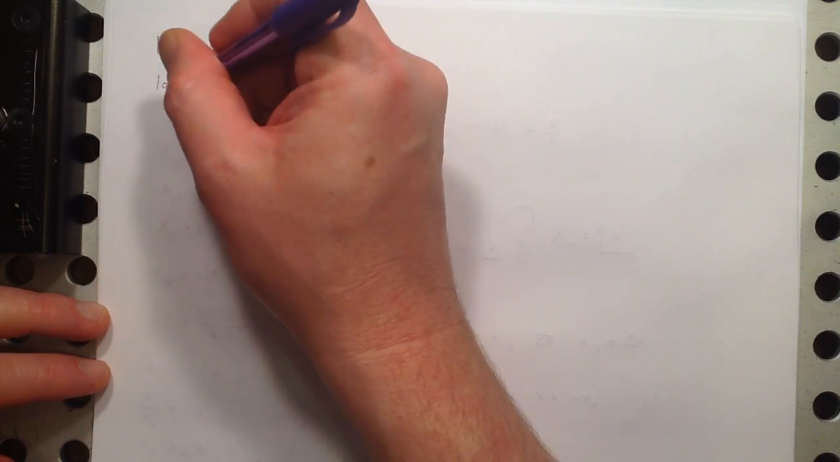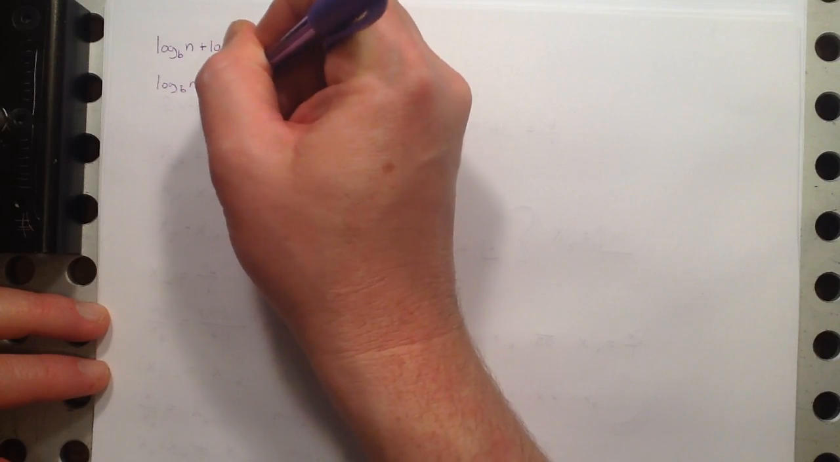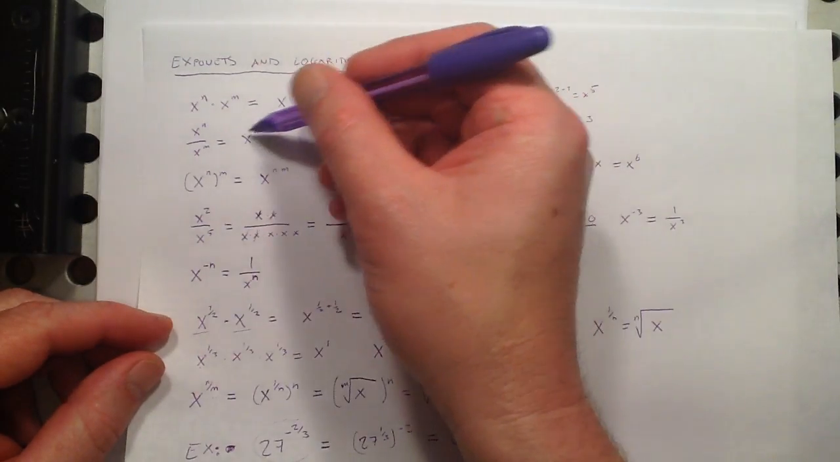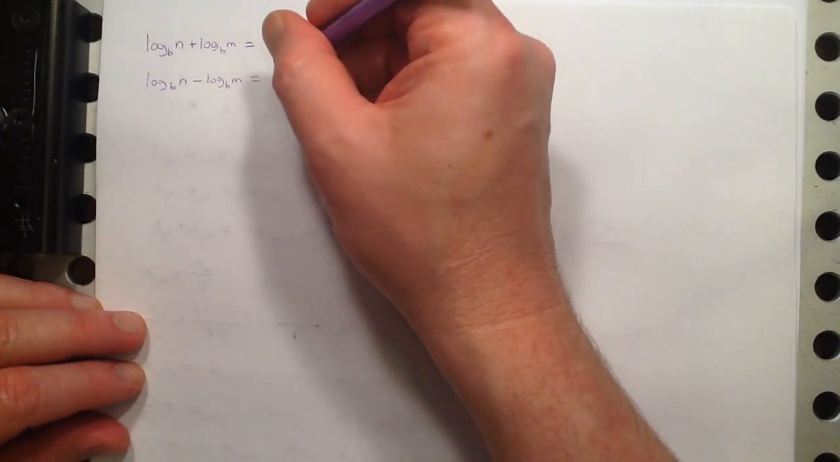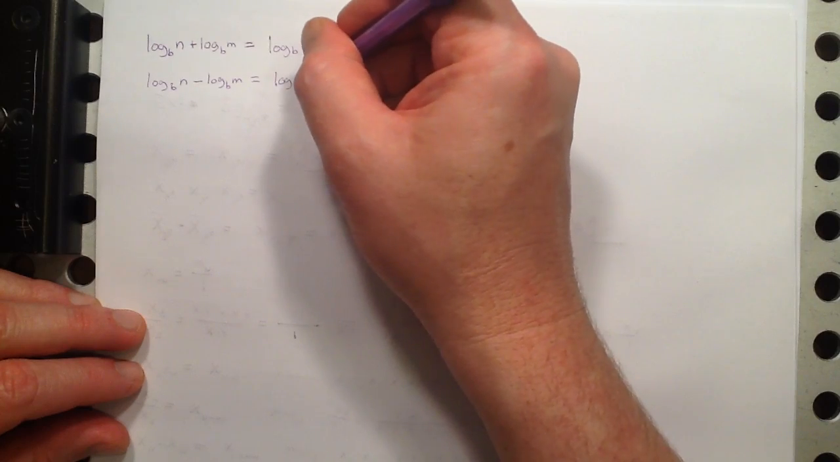Likewise, log base b of n minus log base b of m. Well, let's see, logarithms are exponents, so you subtract exponents when you're dividing. So that's the same as log base b of n over m.